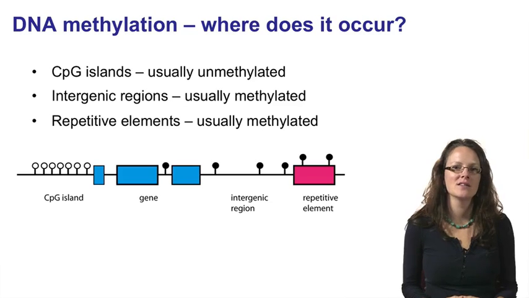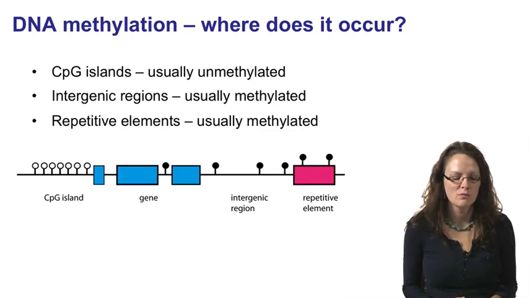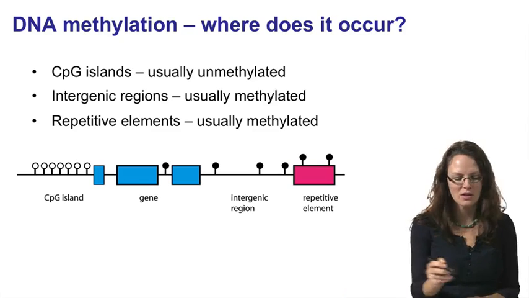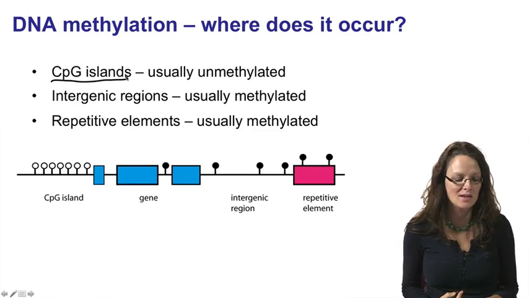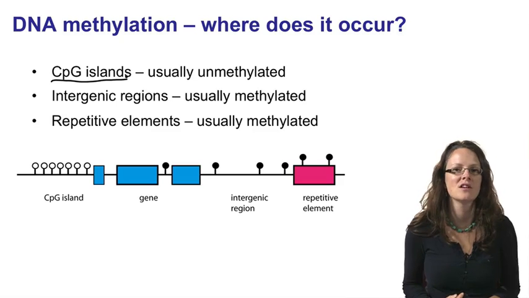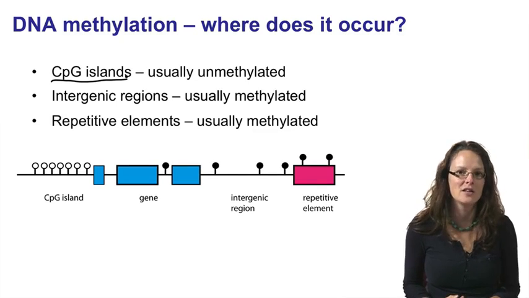Okay, so we're now going to consider a little bit more about DNA methylation. So where does it occur? We've mentioned in the last lecture that it can occur at CpG islands, although in general they tend to be unmethylated. But the other regions of the genome where you find DNA methylation, and in fact where they tend to be methylated, are at intergenic intervals and at repetitive elements.